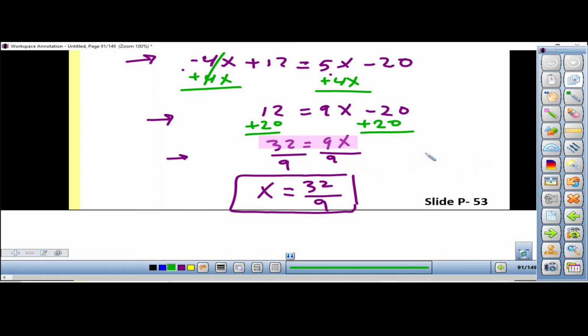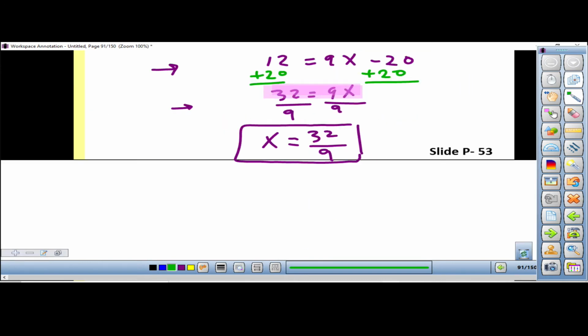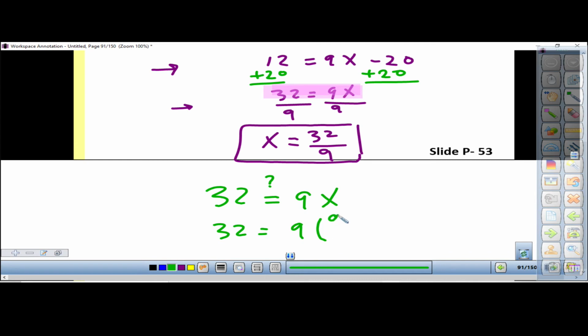Okay, keep in mind, I've got 32 equals 9x. Let's see if I can bring that up. So we'll just have to go back here. Here we go. 32 equals 9x, and I'm going to try this, see if it's going to work. Basically, I'm going to plug in x. So I've got 32 equals 9 times question mark here. I'm trying to see: what's my x? Well, it is 32 over 9.